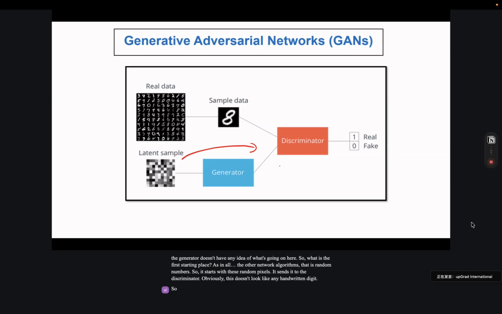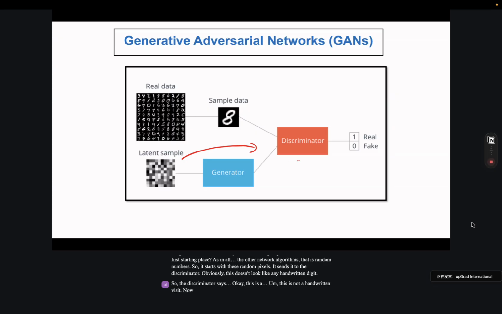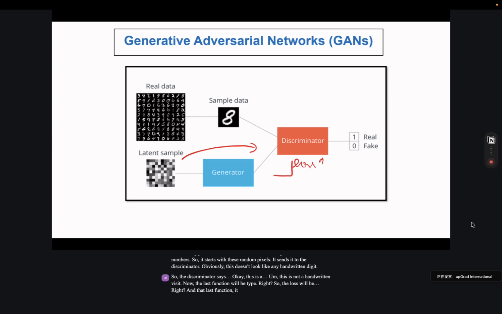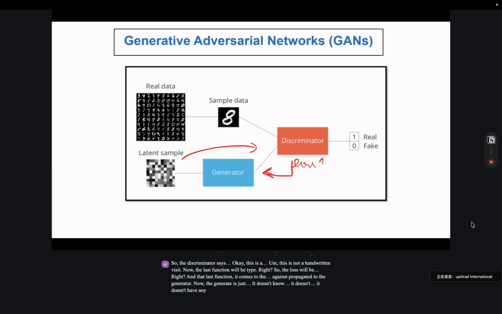So the discriminator says, okay, this is not a handwritten digit. Now the loss function will be high, right? So the loss will be high, and that loss gets propagated to the generator. Now the generator doesn't have any clue, any idea of what went wrong.